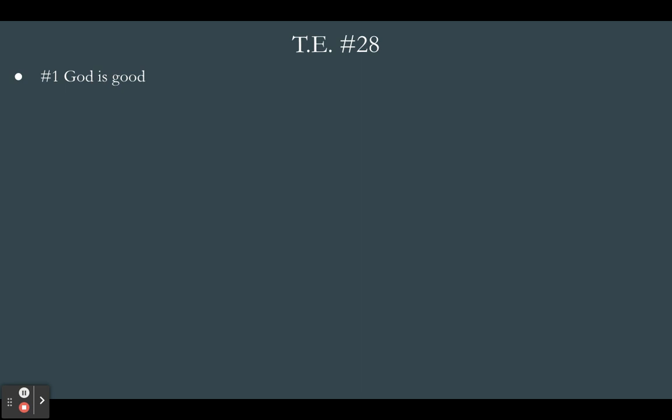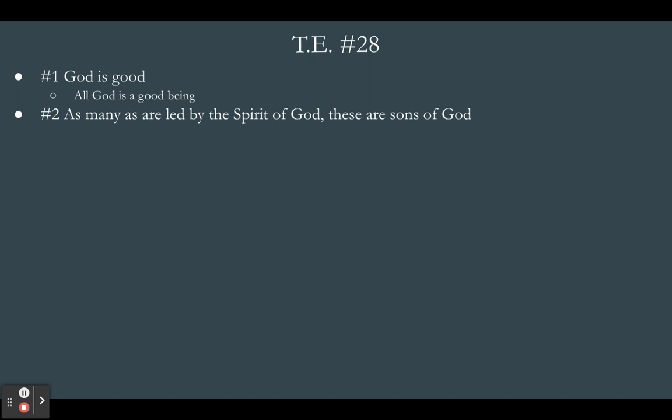So, God is good. The subject is God, and it's a particular statement, but we're going to translate that as a universal. So we would say all God is a good being. Okay? We can't just say good because we can't end with an adjective. Number 2, as many as are led by the Spirit of God, these are sons of God. Okay, as many as. Remember, that's a ding, ding, ding, ding. We're thinking about universals, and that's a universal affirmative. So we might say something like this: all people led by the Spirit of God are sons of God.